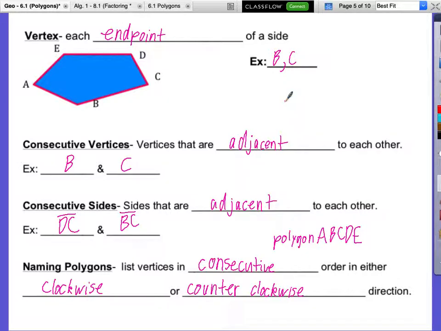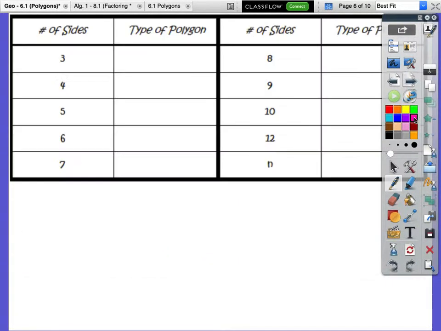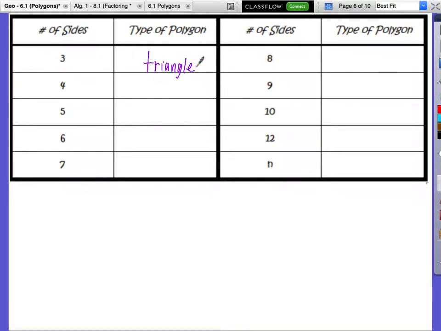So a polygon with three sides is what? Triangle. What's a polygon with four sides? Quadrilateral. Say that again. Quadrilateral. So a square is an example of a quadrilateral, but our general name is quadrilateral. Quad for four, laterals mean sides. So we combine those and make four sides.